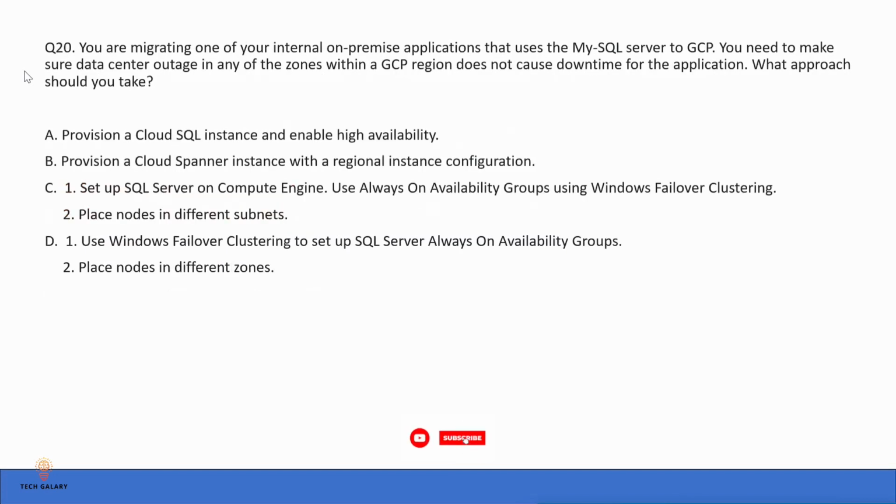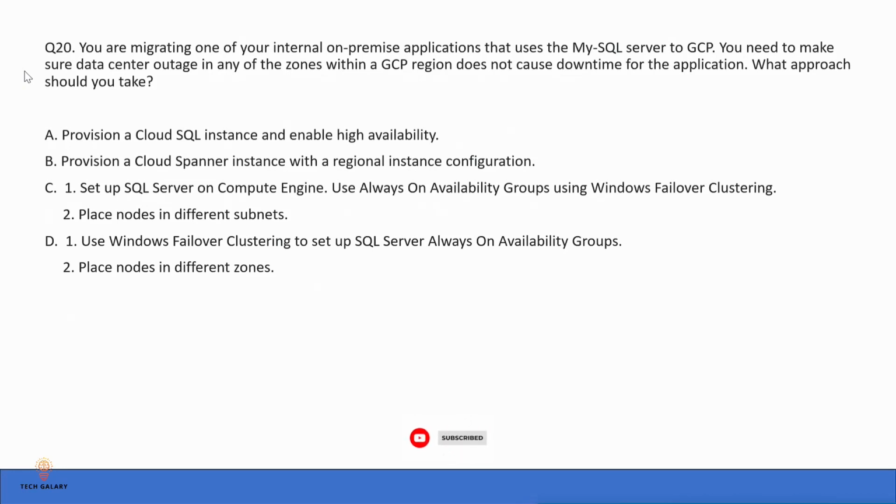Next question, you are migrating one of your internal on-premise applications that uses the MySQL server to GCP. You need to make sure a data center outage in any of the zones within a GCP region does not cause downtime for the application. What approach should you take?